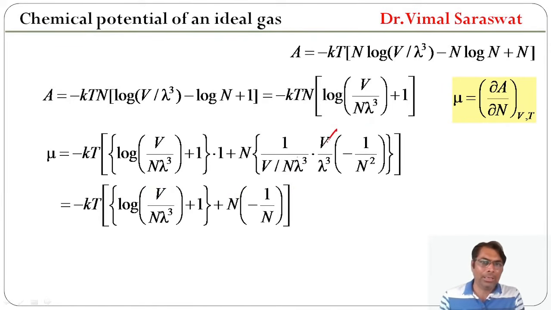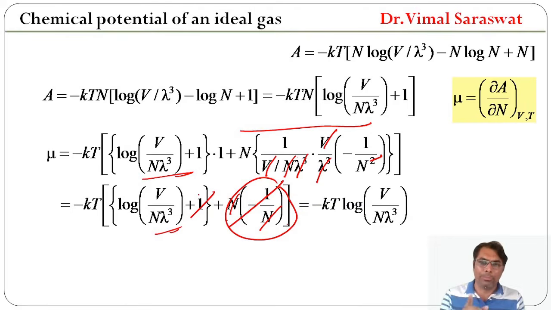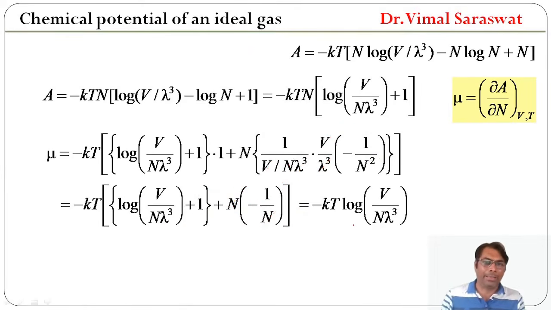Now here V is cancelled with this V. Lambda cube is cancelled with this lambda cube. And N is cancelled with 1 N here. So this will be N into minus 1 upon N. And this term remains as it is. Now N and N will be cancelled out. So here we have minus 1. And this minus 1 cancels with this plus 1. So mu equal to minus kT log of V by N lambda cube.